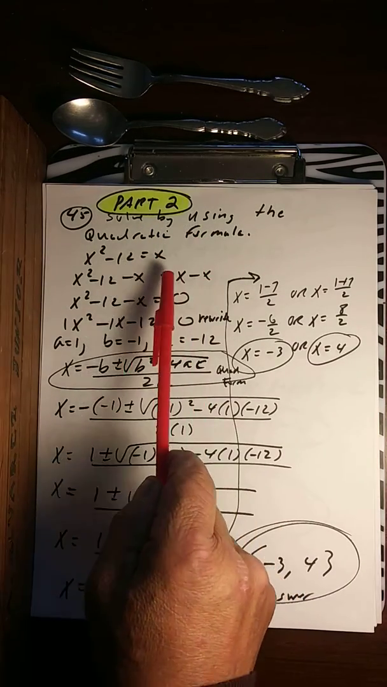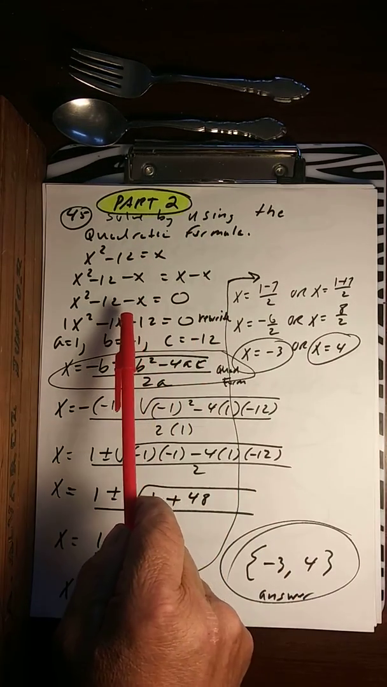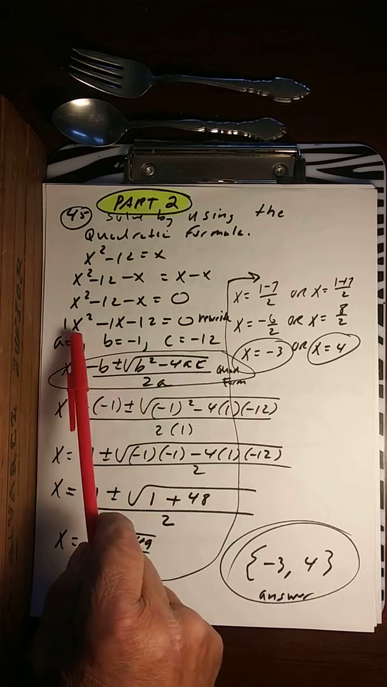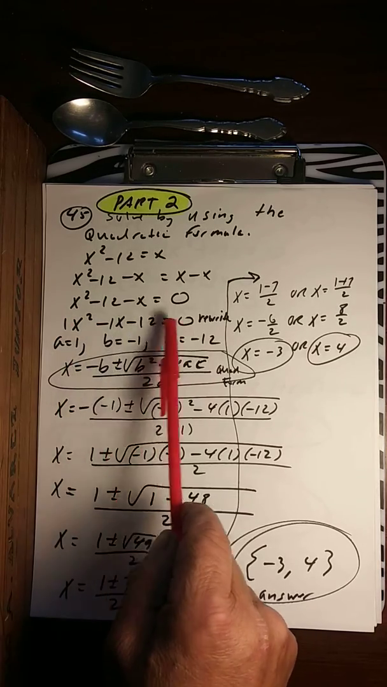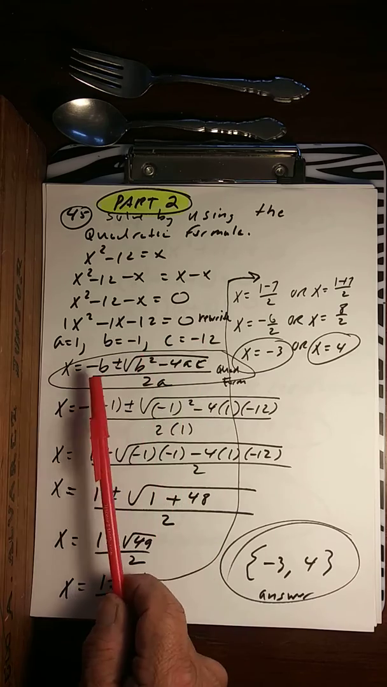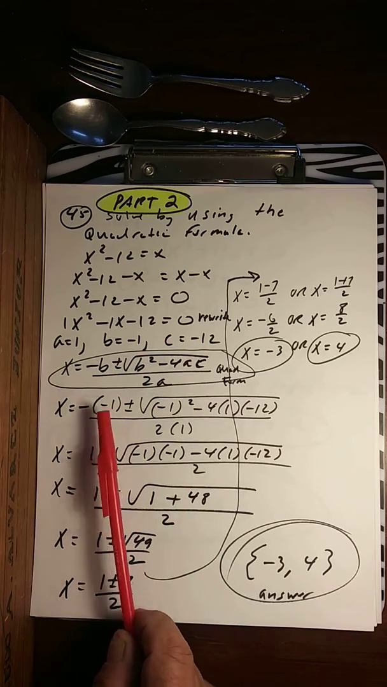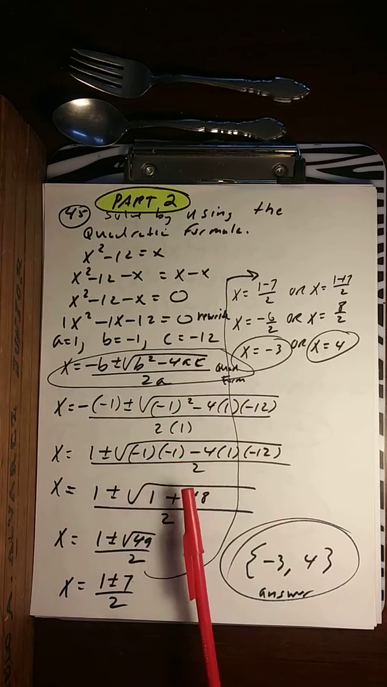Solve using the quadratic formula. Minus x on both sides. Rewrite it. 1x squared minus 1x minus 12 equals 0. So we have a, b, c again. Put them in the formula. Negative of negative, and you have negative 1, negative 1, and you have these numbers.